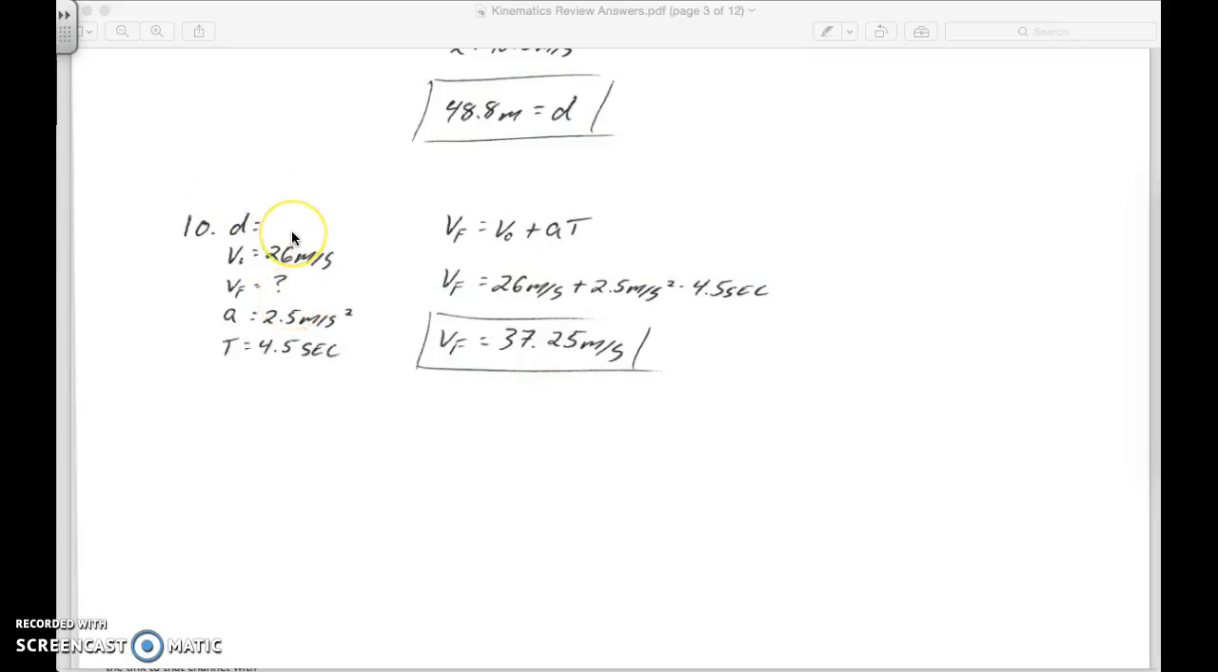D is the thing we don't have, so we pick the equation that does not have D in it, which is Vf equals V naught plus AT. It's already set up for the variable that we want, which is Vf. We can just plug our numbers in. So Vf equals 26 meters per second plus 2.5 meters per second squared times 4.5 seconds, giving us a final speed of 37.25 meters per second.